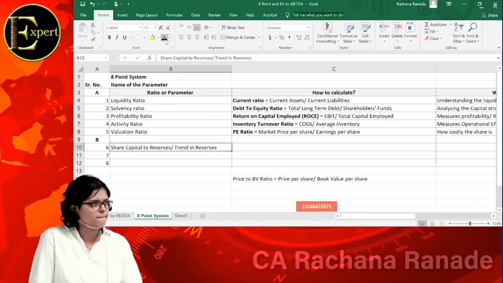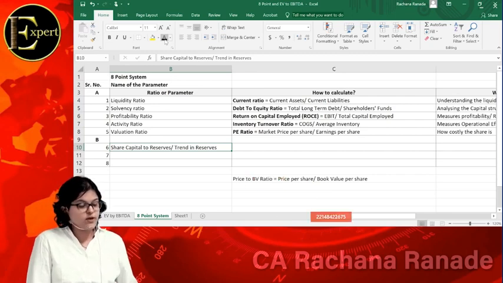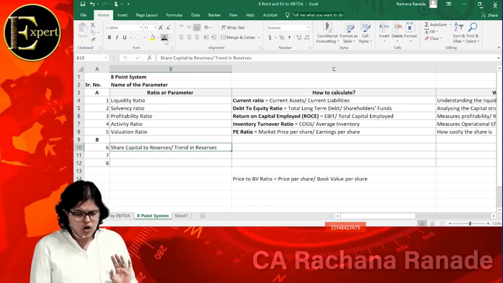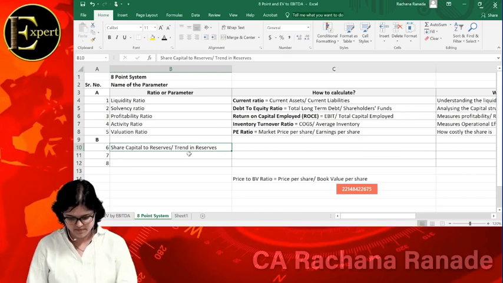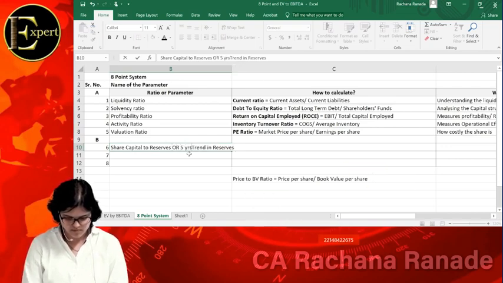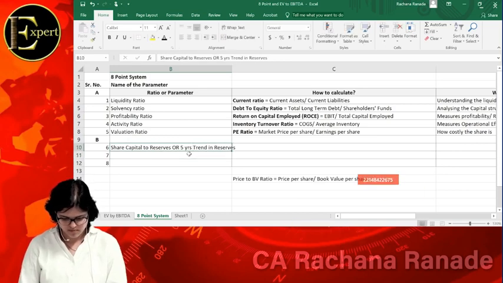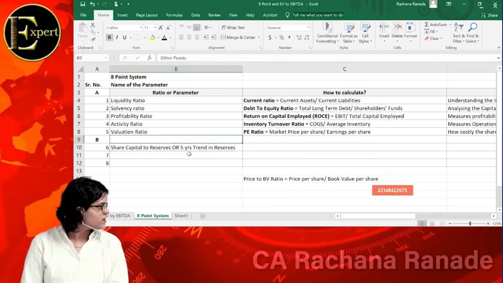Is this okay? Next, this is not a ratio as such because no one uses it, but we have tried to understand and analyze this. Share capital to reserves, or you can write down the 5 years trend in reserves. Correct? Share capital to reserves or the 5 years trend in reserves is what we were checking.